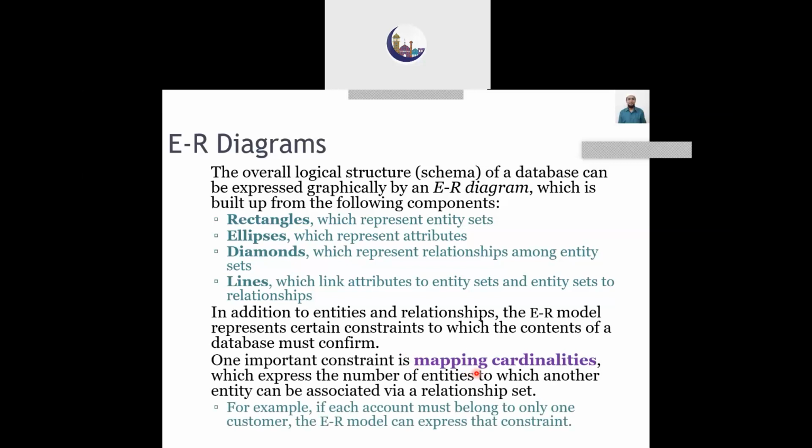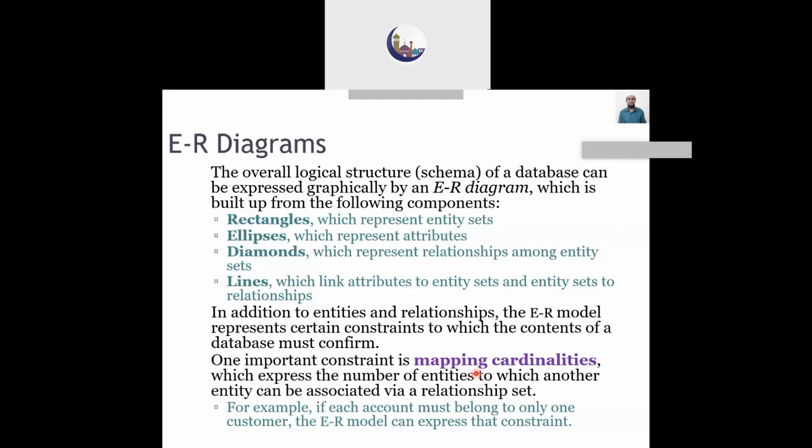Mapping cardinality actually denotes how many entities are going to participate in a given relationship. A student entity set is one thing, a college entity set is another thing. So when I want to have a linkage between these two, I say there is a relationship that student studies in college. So when I say student studies in college, how many students can study in one particular course?